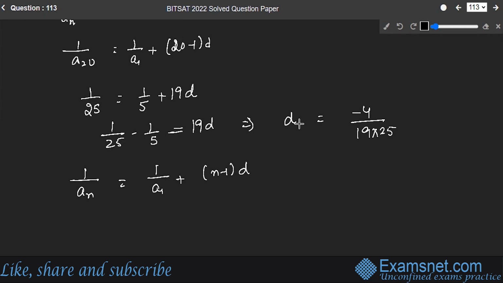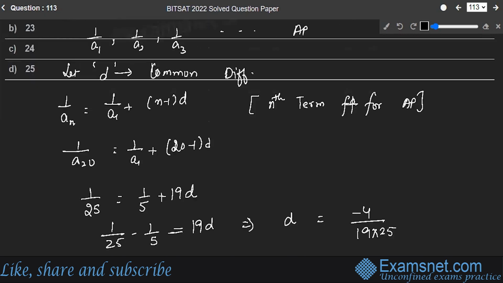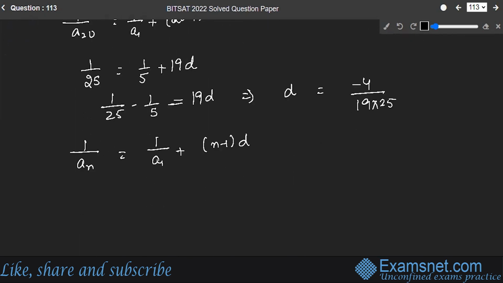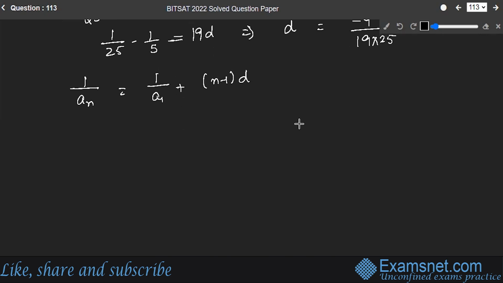And you had 1 upon an as 1 upon 5 plus this. Correct. See, in the question, they are asking for which an is less than 0. So according to the question, what you need is that this should be less than 0. That means 1 upon 5 plus n minus 1 into d, which is minus 4 upon 19 into 25, should be less than 0. Or let's open it up.